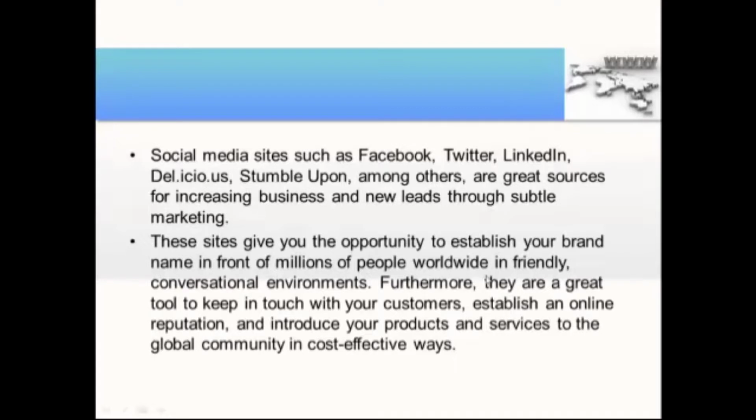Furthermore, they are a great tool to keep in touch with your customers, establish an online reputation, and introduce your products and services to the global community in cost-effective ways. In fact, there are no initial costs to join most social media channels, and they have proven to be as effective as, or more so, than just plain advertising.